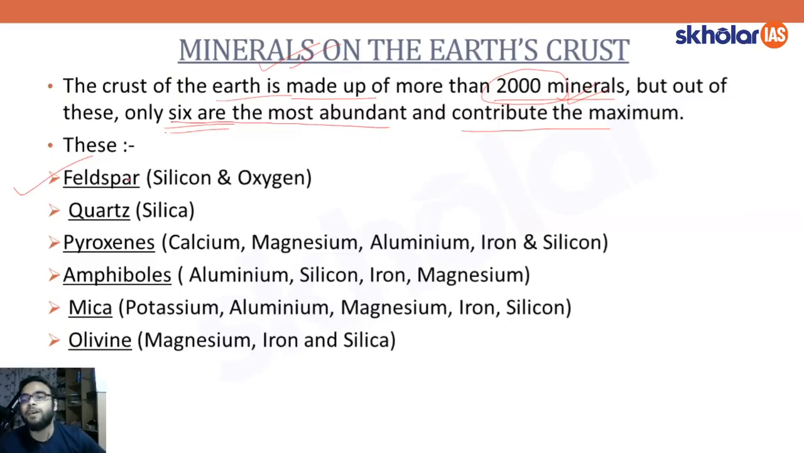First is feldspar. Feldspar is a combination of silicon as well as oxygen. Then we have quartz, which is made up of silica. Then we have pyroxenes, which is made up of calcium, magnesium, aluminium, iron, silicon. Then we have the amphiboles, which is made up of aluminium, silicon, iron, magnesium. Then we have mica, which is made up of potassium, aluminium, magnesium, iron, silicon. And then we have olivine, which is made up of magnesium, iron and silica. Understood? What are these 6 minerals? Feldspar, quartz, pyroxenes, amphiboles, mica and olivine.